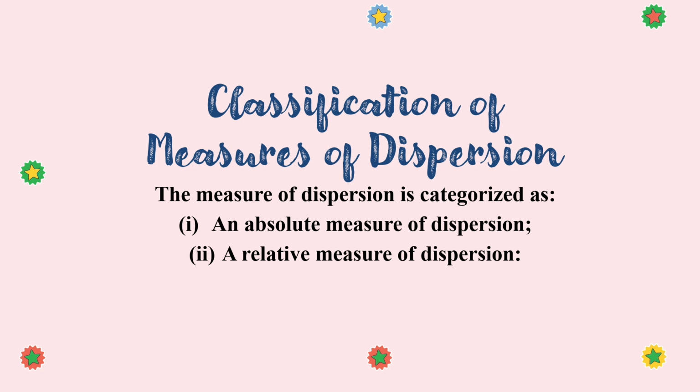The second category or classification of measure of dispersion is the relative measure of dispersion. Here, we use a relative measure of dispersion for comparing distributions of two or more data sets and for unit-free comparison. They are the coefficient of range, the coefficient of mean deviation, the coefficient of quartile deviation, the coefficient of variation, and lastly, the coefficient of standard deviation.